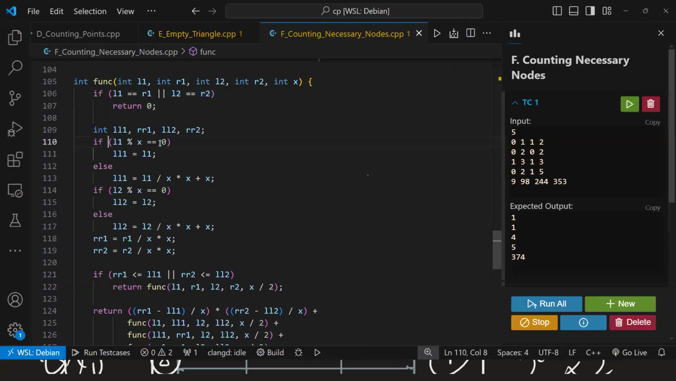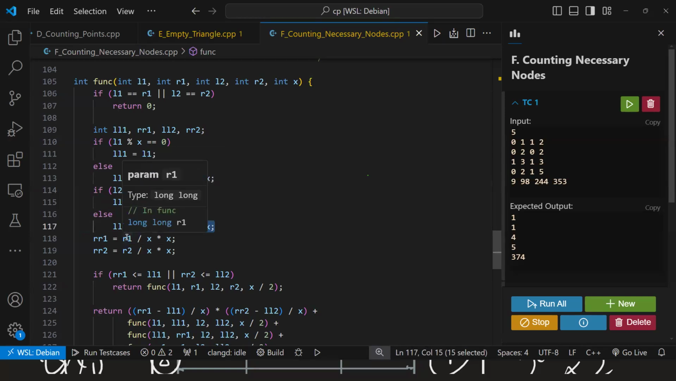So if it is divisible, it's L1, otherwise it's L1 by x into x. So L1 integer division x, multiplied by x, gives you the value divisible by x just below L1. If you add plus x, you get the value divisible by x just above L1. Same for L2: if it is divisible, then L2, otherwise L2 by x into x plus x.